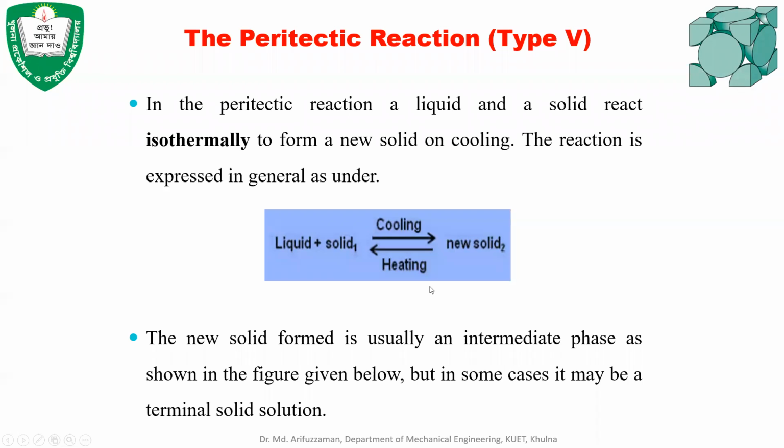In type 4, we studied what is meant by an intermediate phase. It is a compound, and in most cases, the liquid and solid produce an intermediate phase. That is, the new solid is actually an intermediate phase or compound alloy. Sometimes it can also be the terminal solid solutions too.